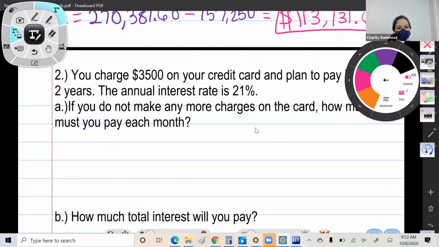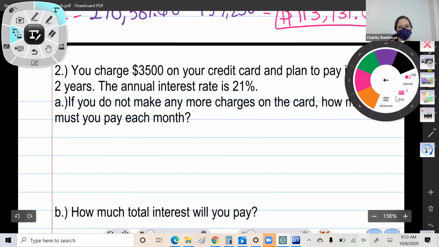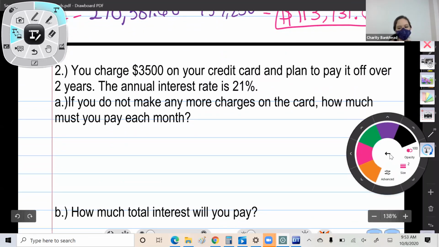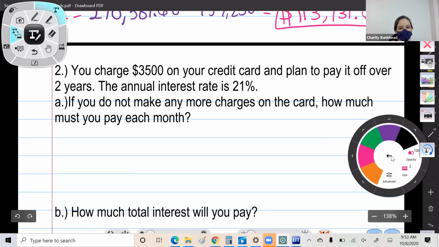All right. All right, number 2, you charge $3,500 on your credit card and plan to pay it off over 2 years. The annual interest rate is 21%. If you do not make any more charges on the card, how much must you pay each month? Okay, so we're just going to use that payment amortization formula.